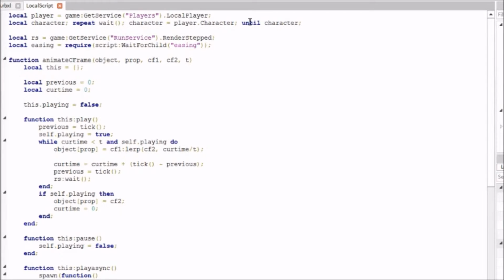How do you use a mod? Like, what do you mean a mod? Like a module script?